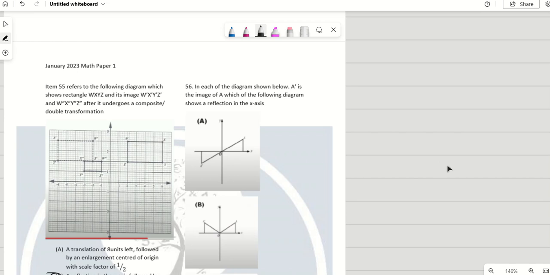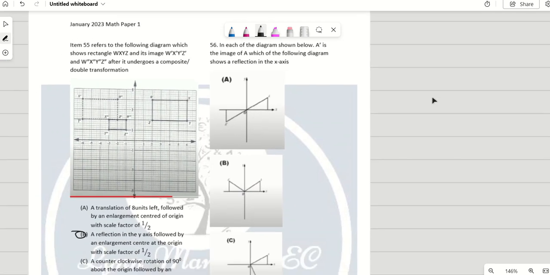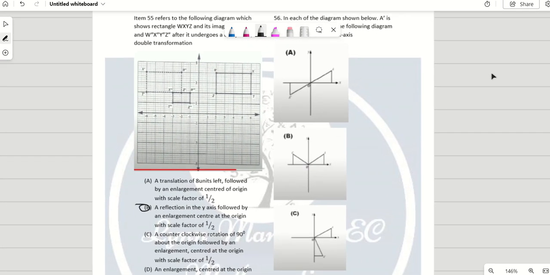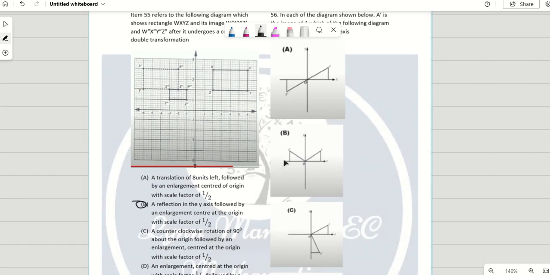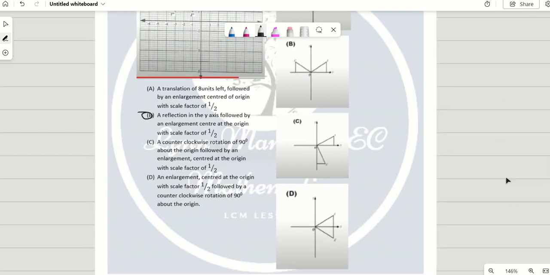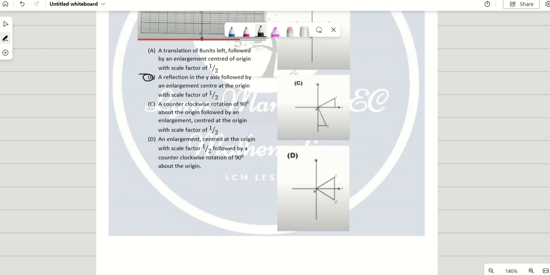Number 56. In each of the diagrams below, image A prime is the image of E. Which of the following diagrams shows the reflection on the x-axis? This one is really easy. It is not A, A is not a reflection. B is a reflection, yes, but it is along the y-axis. We want it along the x-axis. C is a reflection. So by process of elimination, before we even look at D, we know D is your answer. But you can also see that this triangle here is reflected along your x-axis.